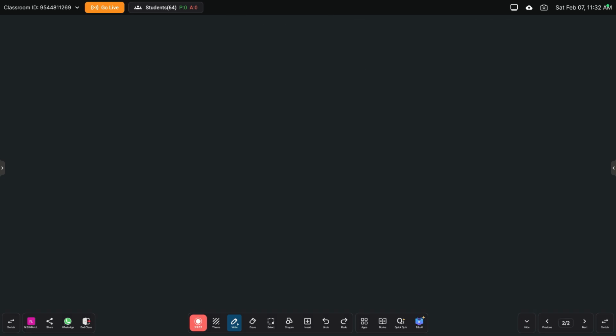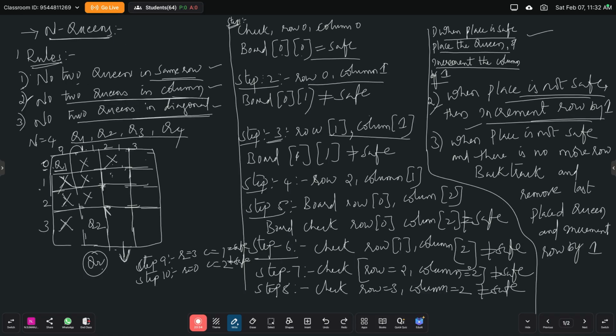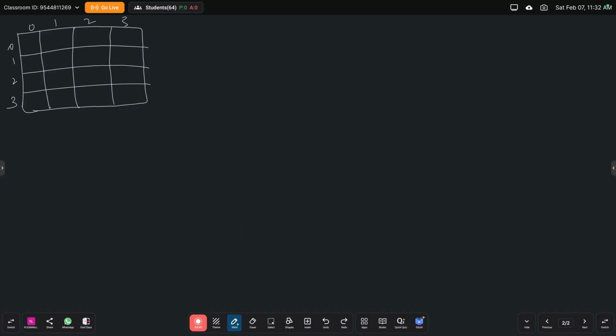So what is our board? This is our 4 by 4 chessboard, with rows and columns 0, 1, 2, 3. What are our previous queens? At 0,0 queen 1 is there, and at 1,3 the second queen is there.